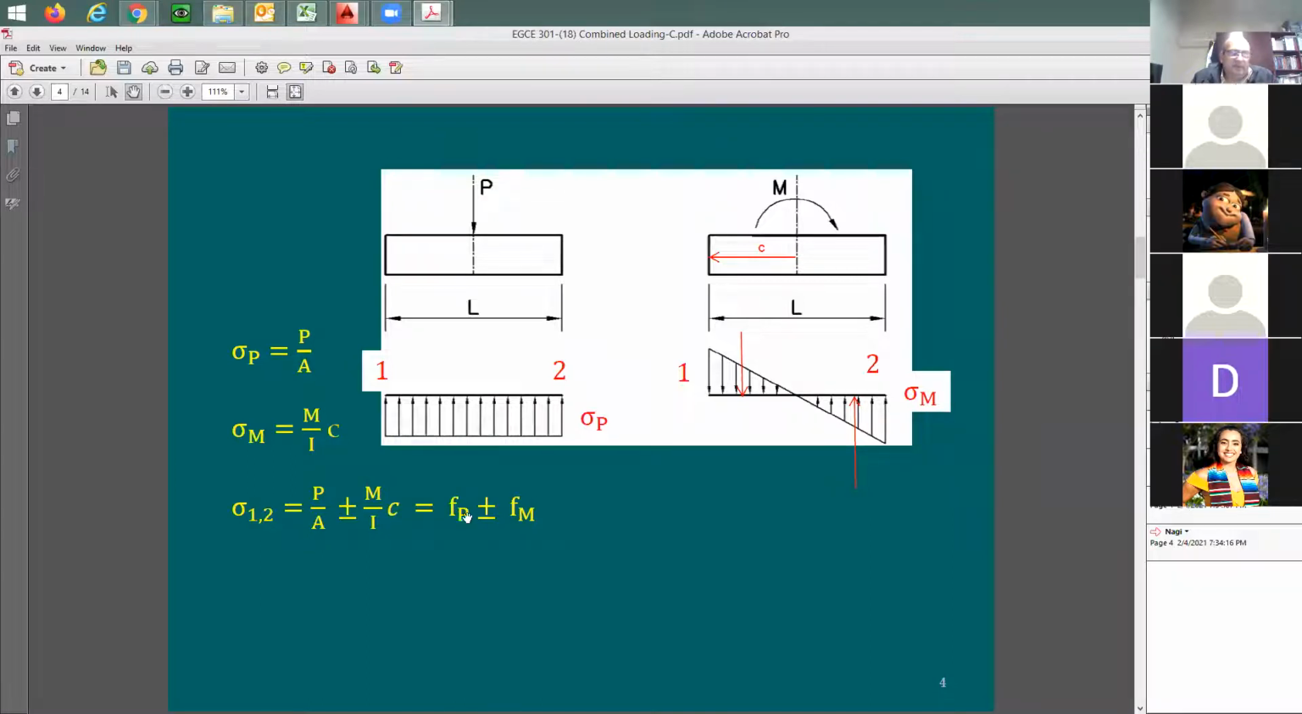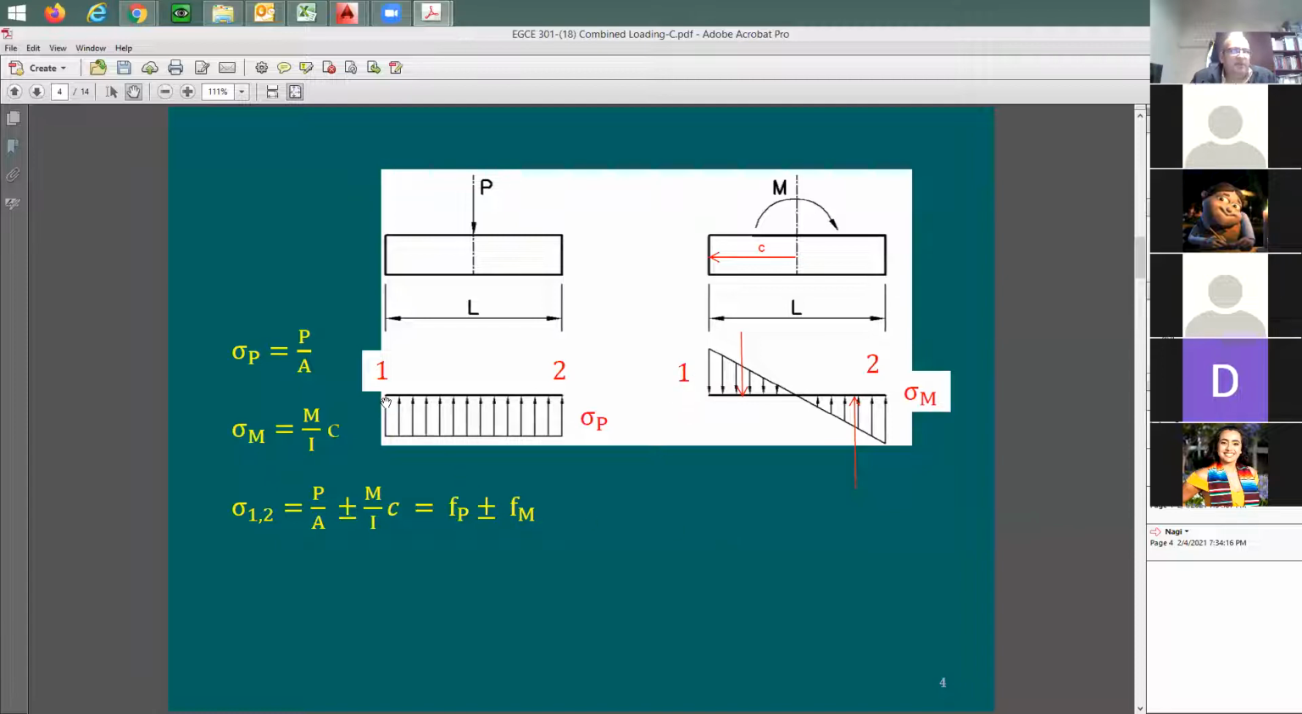Now, this is the way that we do it in concrete design. We do the stress as an F, we don't do it as sigma anymore. So we're going to say F due to P, the axial load, plus or minus F due to M. On one side it's going to be additive, and on the other side it's going to be subtractive. Now, which side is going to be additive? Is it side 1 or side 2? Side 1. How's that? Because it's in tension. Side 1 is in tension, right?